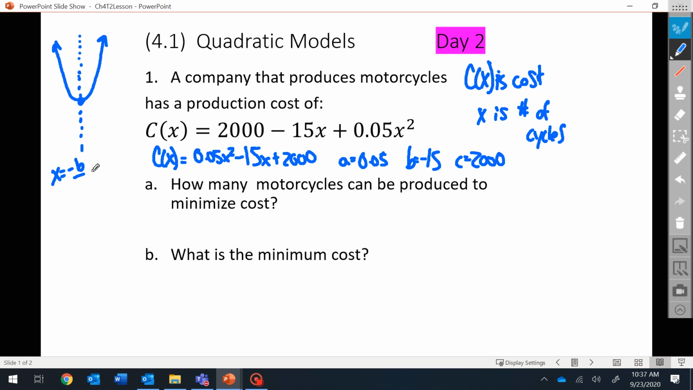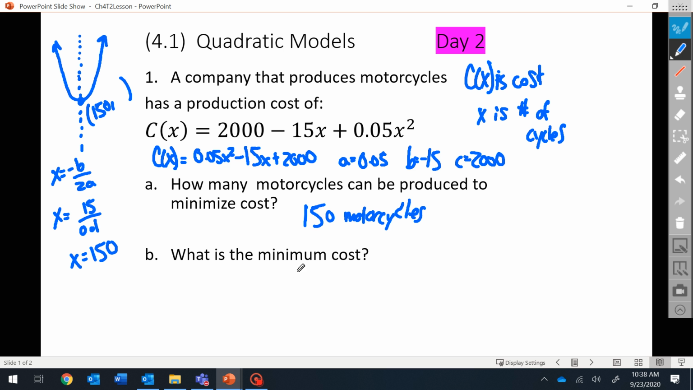And to find that, we use x equals negative b over 2a. So in this case, negative b is 15, and 2a is 2 times 0.05, so that's 0.1, which reduces to 150. So this ordered pair has an x-coordinate of 150. And x is the number of motorcycles. So when it says how many motorcycles can be produced to minimize cost, the lowest cost is going to be where we have 150 motorcycles.